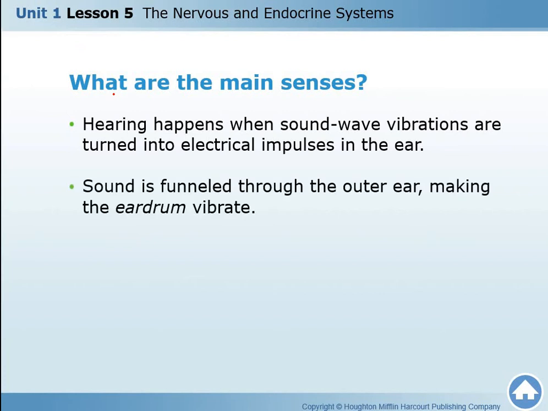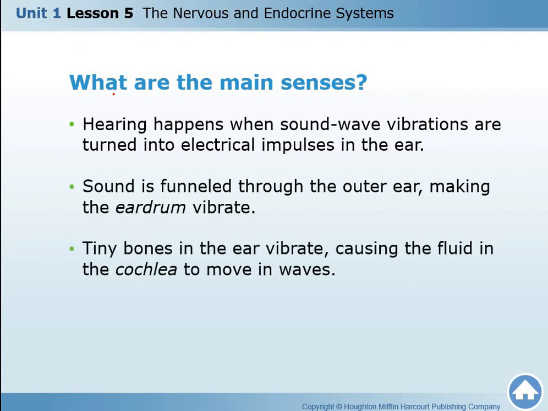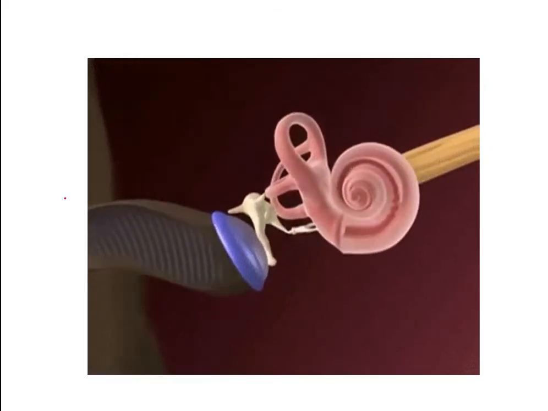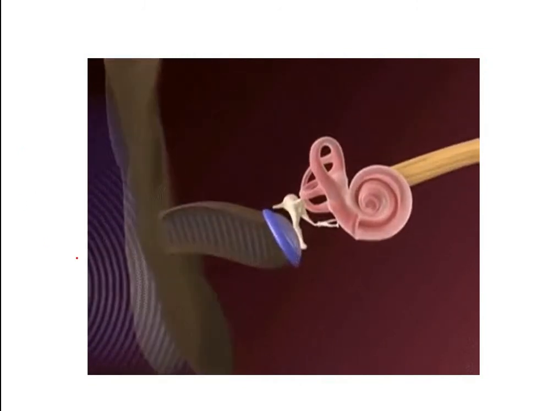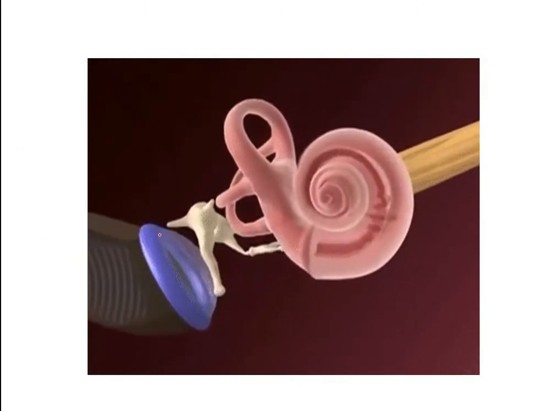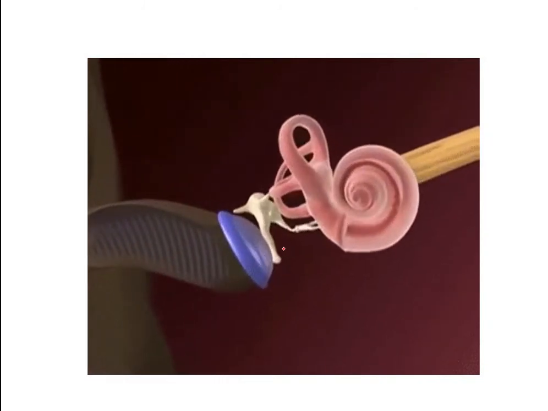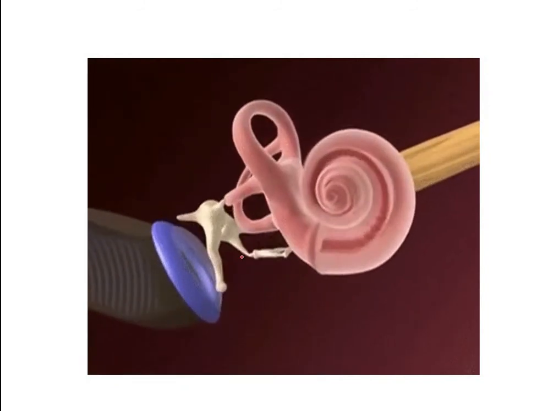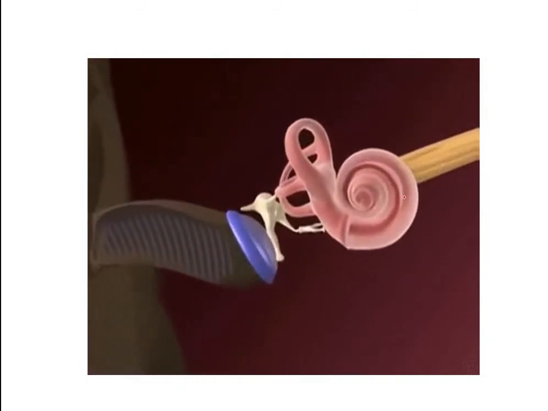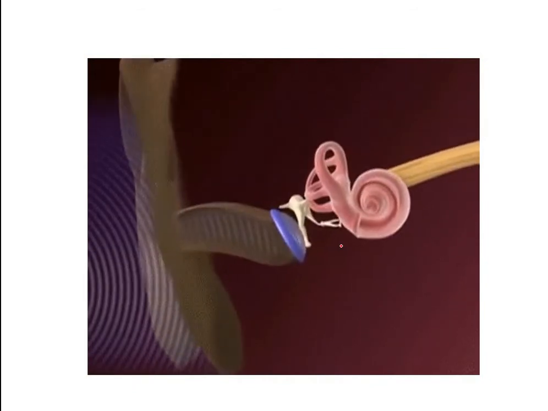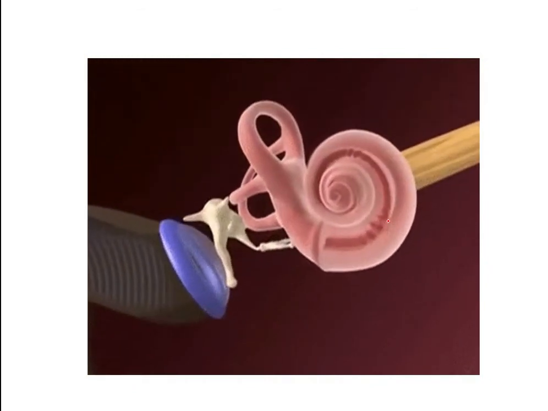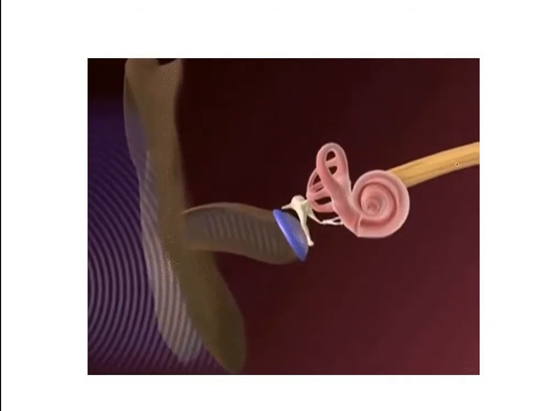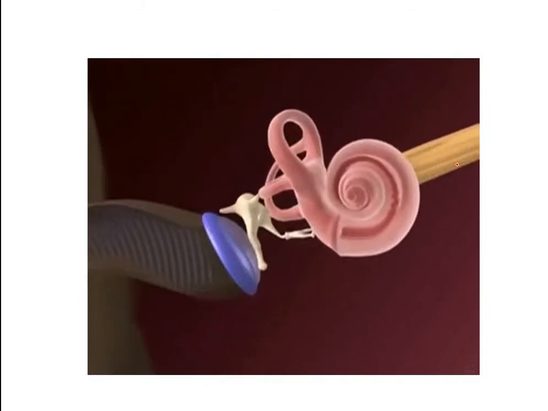Also, we can hear through the vibration of the liquid inside our cochlea. Let's see this vibration together. When the sound passes from the outer ear through the canal and hits the drum, these small bones will start to vibrate. And when this vibration reaches the cochlea, the liquid inside the cochlea will start to vibrate, and these signals will be transported to the brain through this nerve, which is called the auditory nerve.